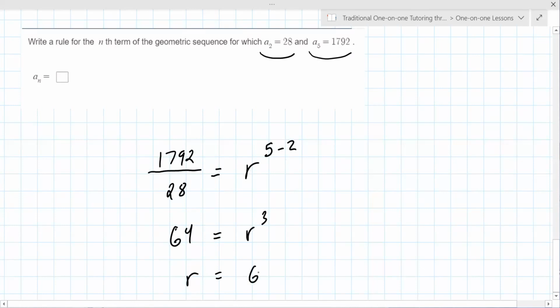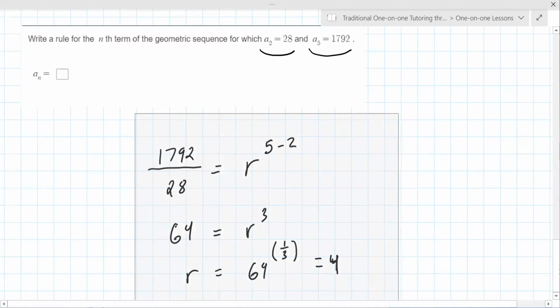And then I want to make sure you know how to do this. Do you know how to raise 64 to the 1/3 power on that calculator? You may have to put it in parentheses. That would be 4, yeah. It's 4.